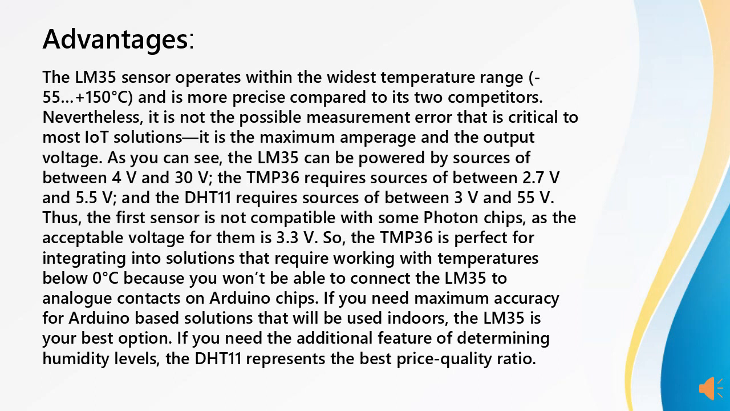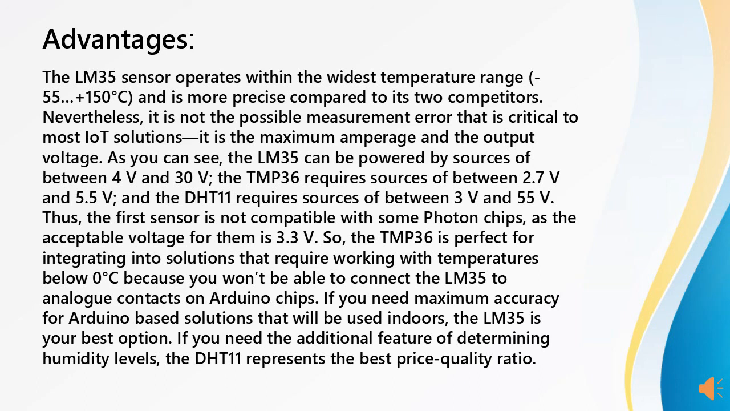As you can see, it can be powered by sources of between 4 volts and 30 volts. The TMP36 requires sources of between 2.7 and 5.5 volts, and the DHT11 requires sources of between 3 volts and 5.5 volts. Thus, the first sensor is not compatible with some Photon chips as the acceptable voltage for them is 3.3 volts. So the TMP36 is perfect for integrating into solutions that require working with temperatures between 0 degrees Celsius, because you won't be able to connect the LM35 to analog contacts on Arduino chips.